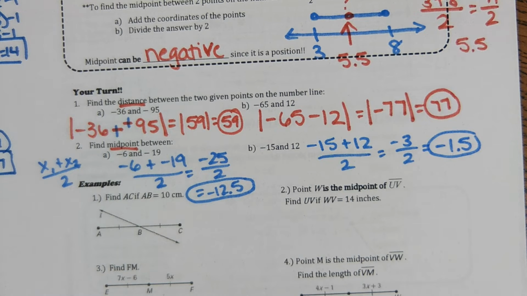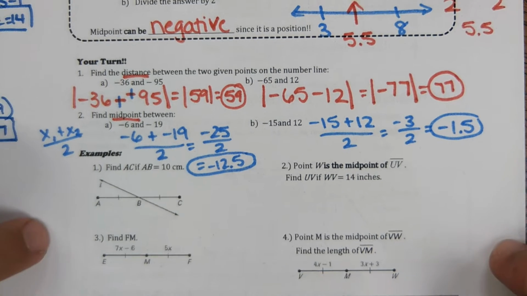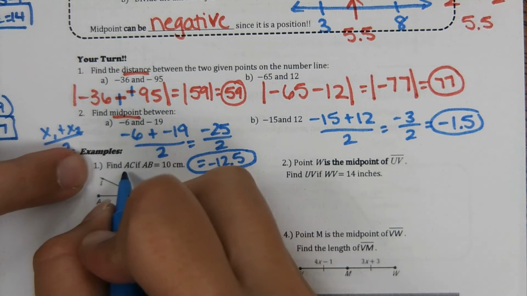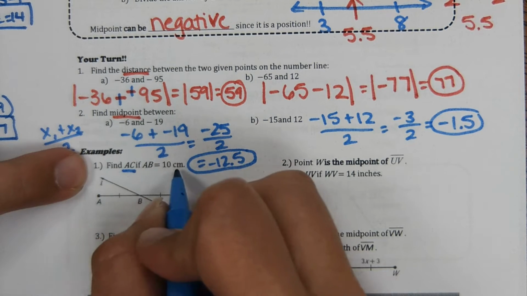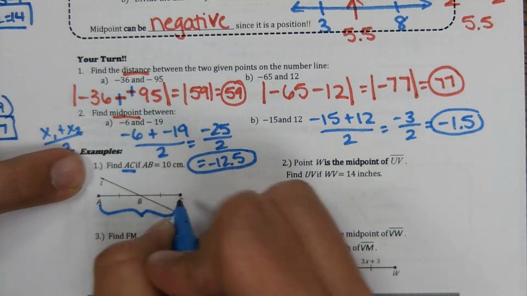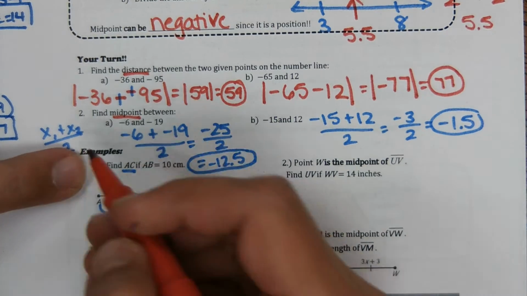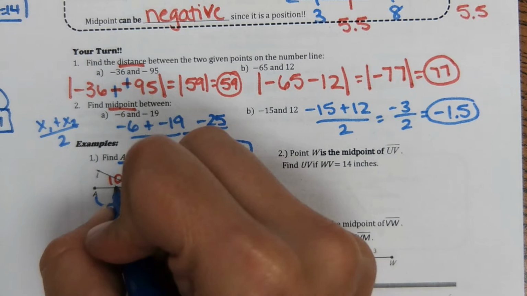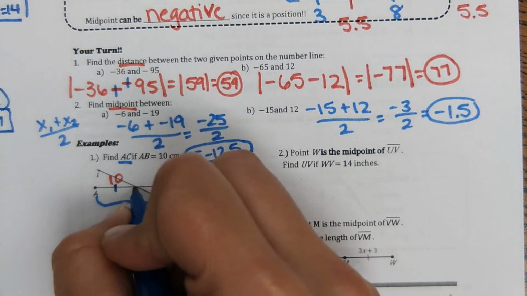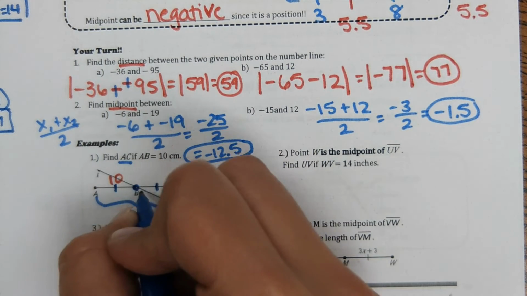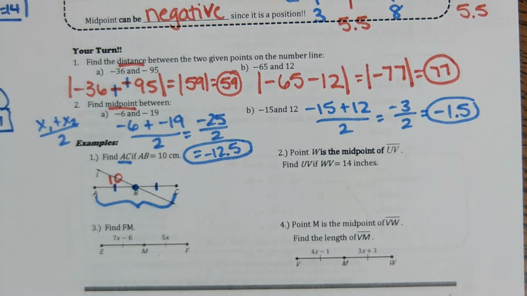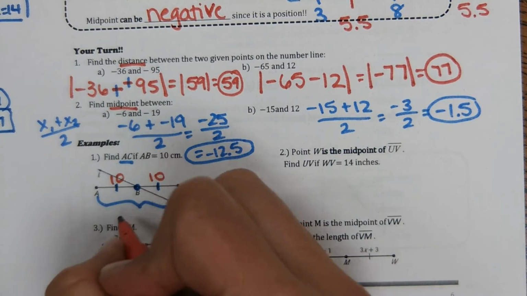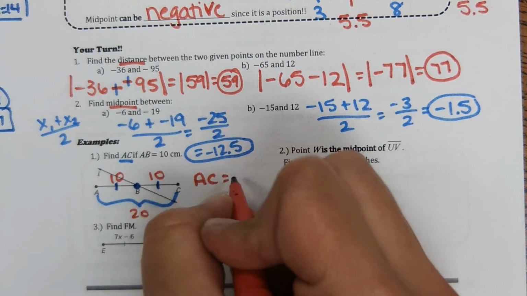Okay, so the next part is still talking about midpoint, but it brings in the midpoint of a segment. It says find the length of AC if AB is 10. So the length of AC would be this whole segment. It says AB is 10. Another thing it shows us is this little tally right here. That means that B is the midpoint and this is the same length as this over here. So if this is 10, then this must be 10 since they're the same length, and then the length of AC would be 20. So AC equals 20.